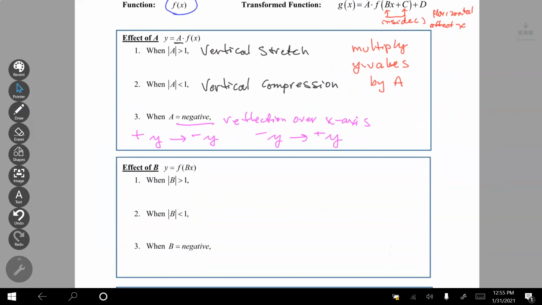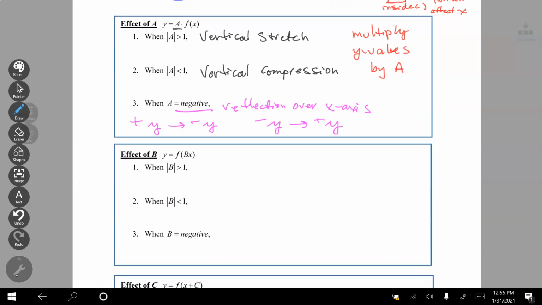Okay, the letter B is a little bit trickier. And the key with the letter B, because it is inside of parentheses, we're not really going to use B, we're going to use 1 over B. So f of 2x, I'm not really going to use 2, I'm going to use a half. So I'm always using the reciprocal. So when B is bigger than 1, since I'm using something bigger than 1 like 2, I'm actually using a half. It's a horizontal compression. So horizontally, the graph is getting skinnier.